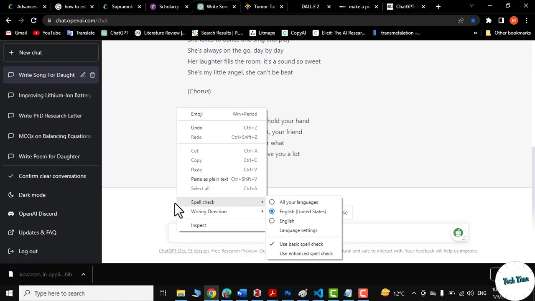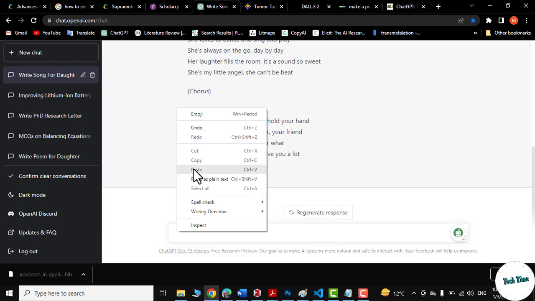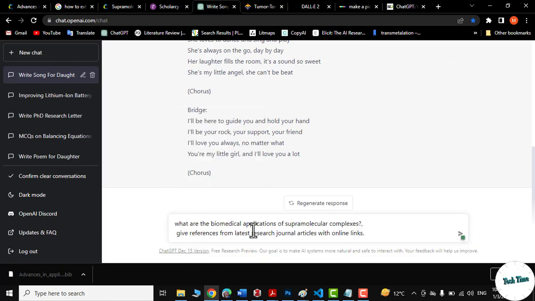And this time I'm going a bit more complicated, and I have asked it, what are the biomedical applications of supramolecular complexes? Give references from latest research journals with online links. Those of you who are concerned with research know that it is quite a complicated question. From chemistry, it requires sifting through a lot of data online. And also it has been asked to give references from latest research papers. Let me see whether it would do the job or not.